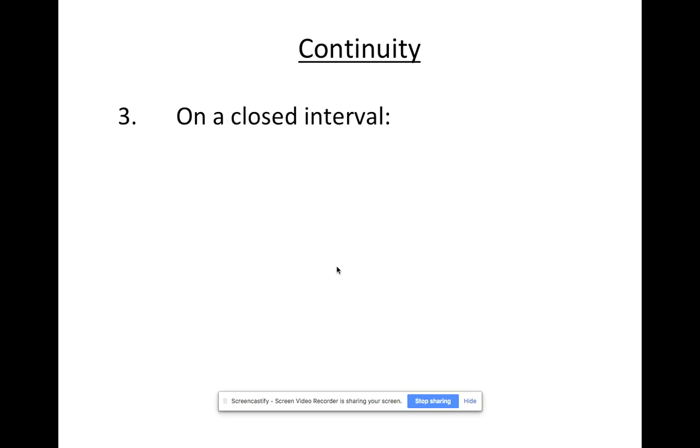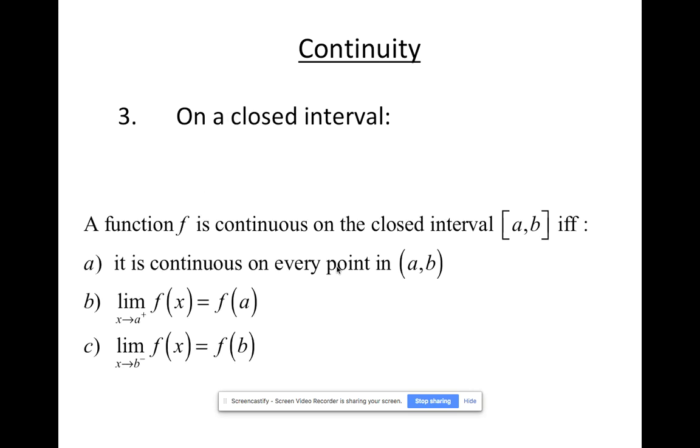And lastly, a closed interval. A function is continuous on a closed interval if and only if it's continuous on every point in the open interval. And then this one's kind of fun to think about. You've got to imagine it. So if you're looking at f of a, that's where the interval is beginning. The limit that's coming in from the right-hand side has to equal f of a. Makes sense. And then think about f of b, the last point that you have. The limit coming in from the left of that point has to equal what the function is equal to at that spot.